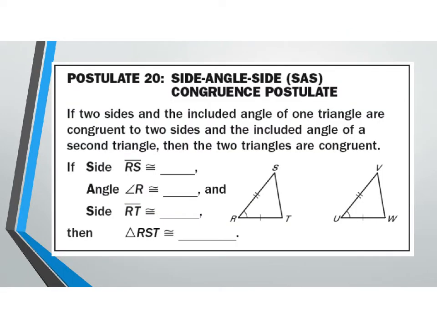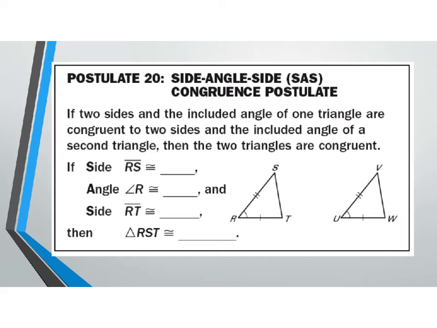Here is the side angle side congruence postulate. It's very similar to how you'd use the side side side congruence postulate. In that one, you showed all three corresponding sides of both triangles were congruent to each other. Now we're going to be showing corresponding sides and angles are congruent to each other. So here's how it goes. If two sides and the included angle of one triangle are congruent to two sides and the included angle of a second triangle, then the two triangles are congruent.